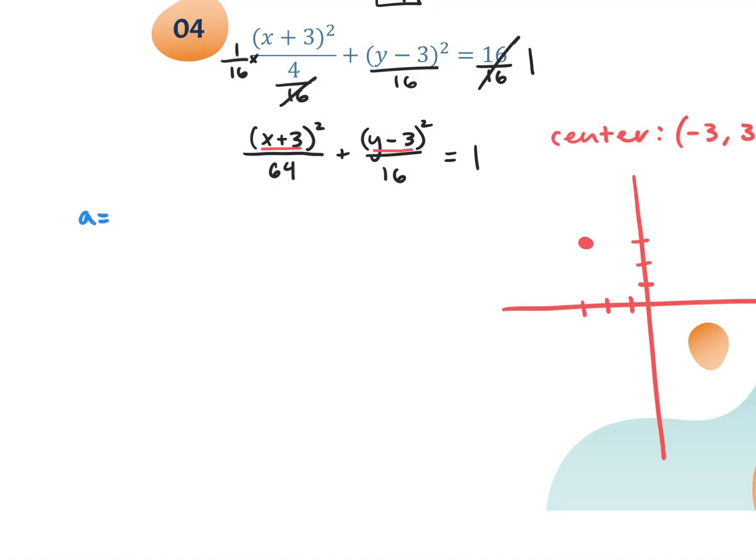So a is always our bigger denominator. So this would be a squared. So if a squared is 64, what is just a? 8. Awesome. And then if b squared is 16, what is just b? 4. Perfect. How do we find c?